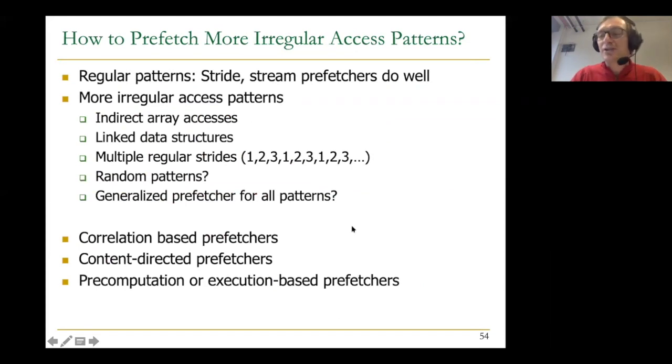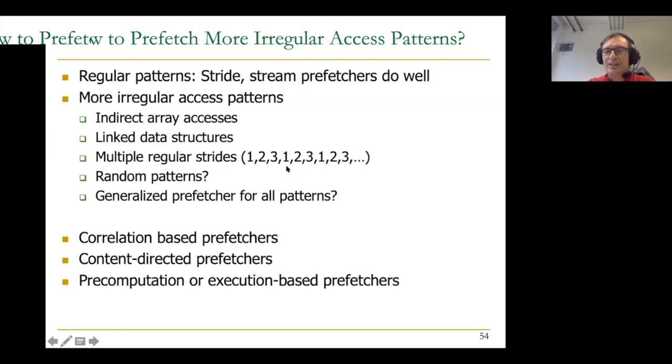Okay, now let's go into even harder stuff. Basically, harder stuff means more irregularity. How do you prefetch more irregular access patterns? So for regular access patterns, stride and stream prefetchers do reasonably well. Locality-based prefetchers do reasonably well. Of course, you can make them even better. But more irregular access patterns are even more difficult. And these come clearly from data structure accesses, right? Indirect array accesses, linked data structures that we discussed, multiple regular strides.